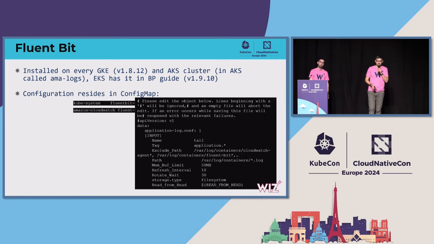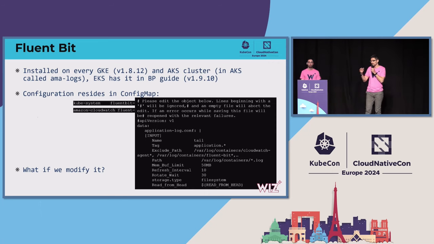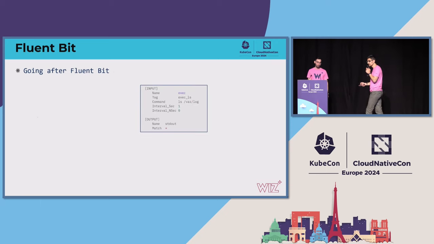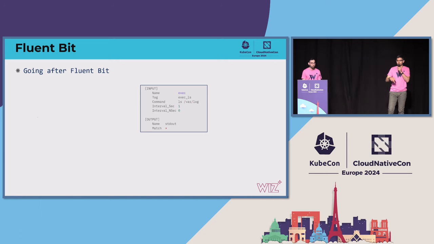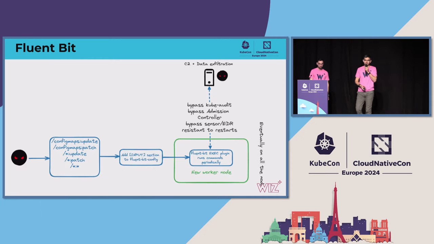And this config looks as follows. There's a sequence of input, parser, and filter sections, which tell Fluent Bit what to do, which logs to assemble, and where to send them. Now, as an attacker, we immediately ask ourselves, OK, if we can modify it, what happens? Good things happen, because we can use the exec plugin. As an attacker, of course, we love plugins that are called exec, because they do exactly that. They execute commands. So this is an example from the official Fluent Bit documentation, where ls slash var slash log will execute every 1 second. OK, how can we abuse it?